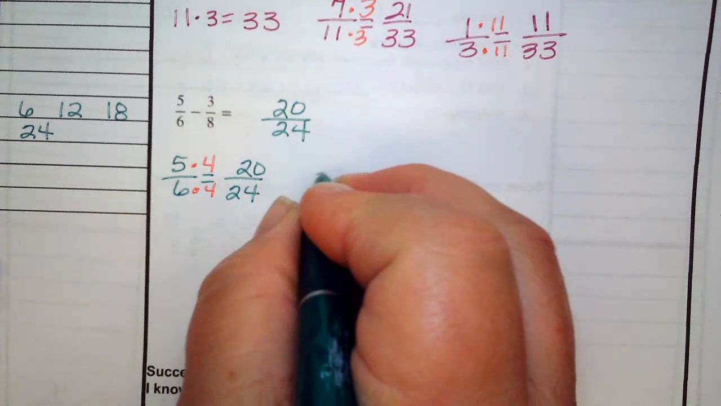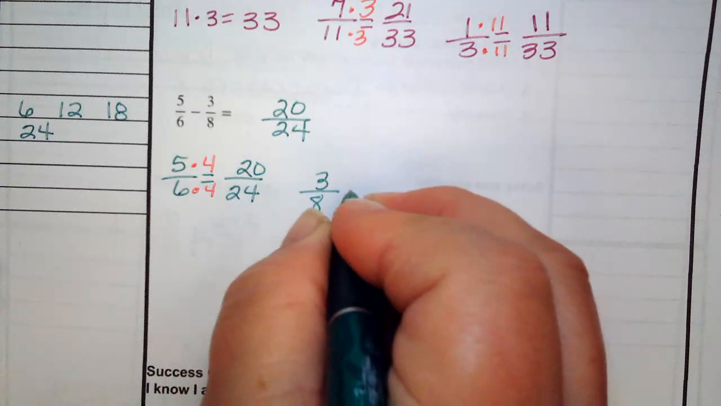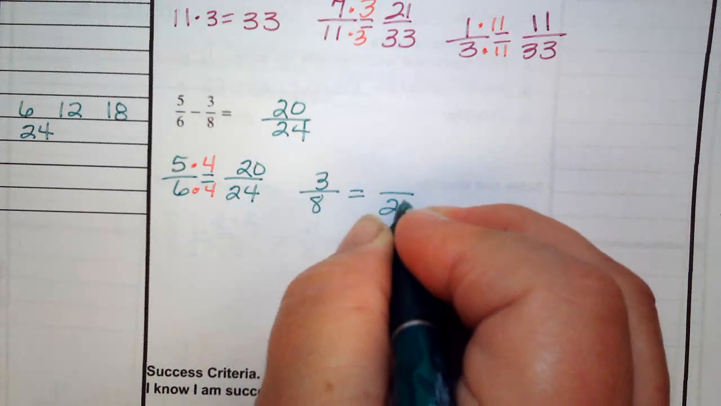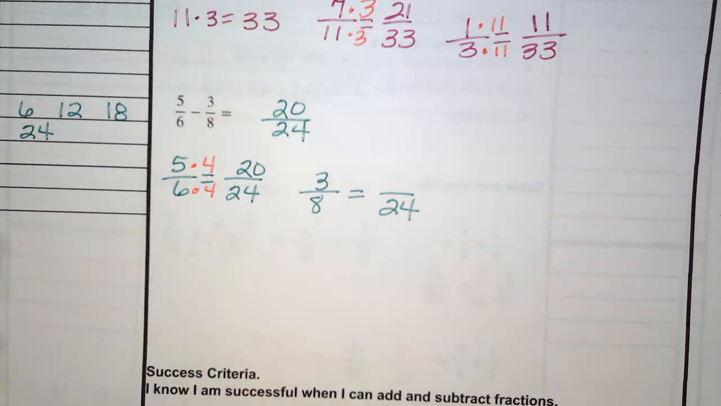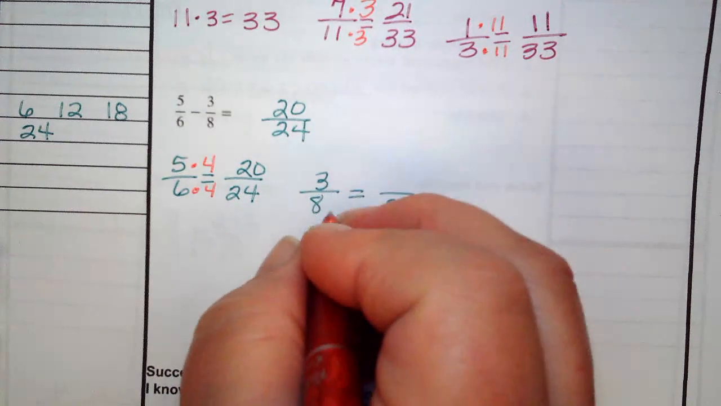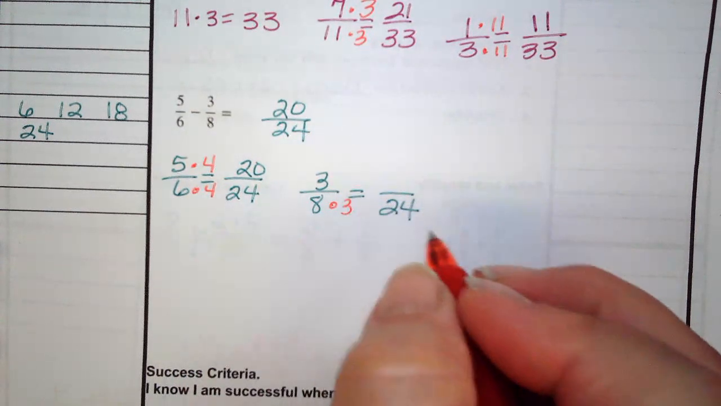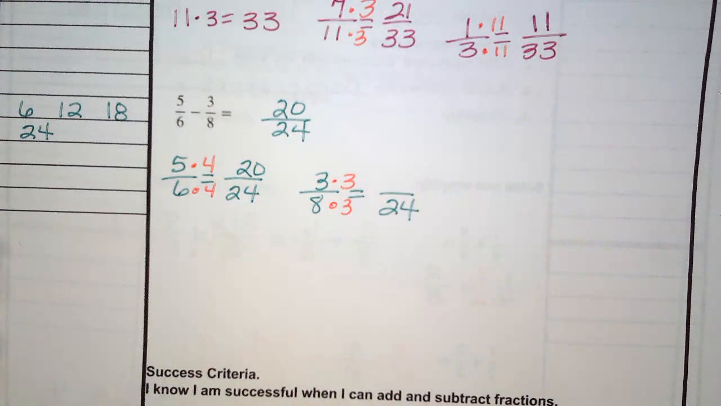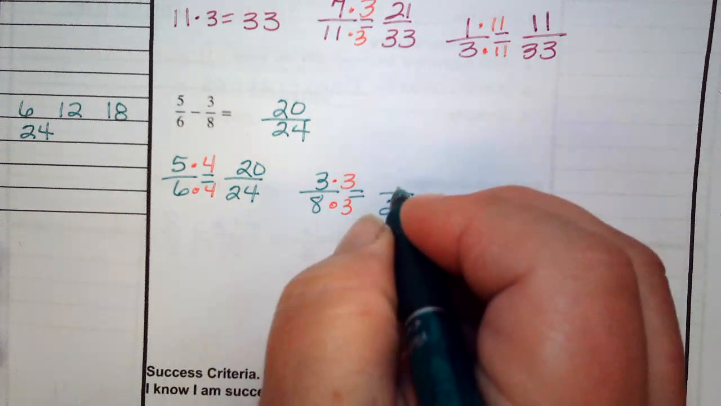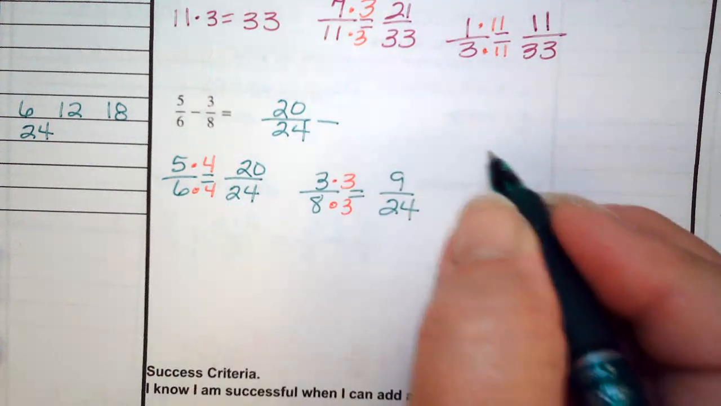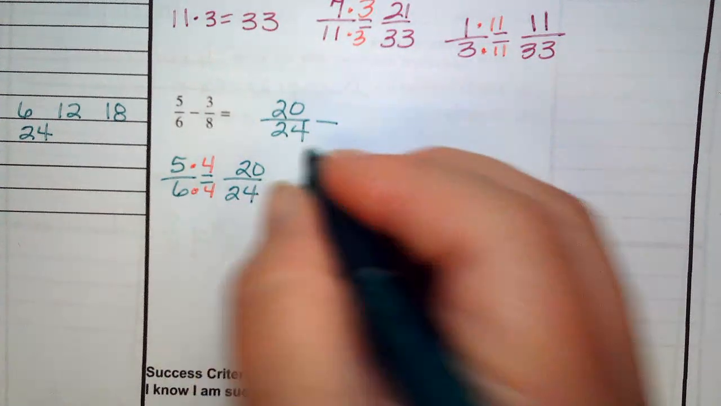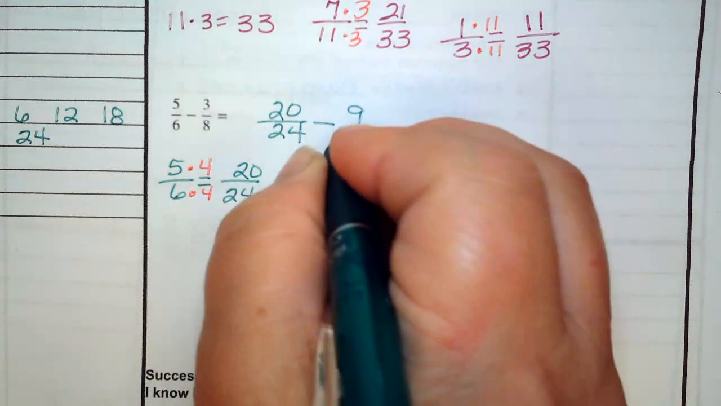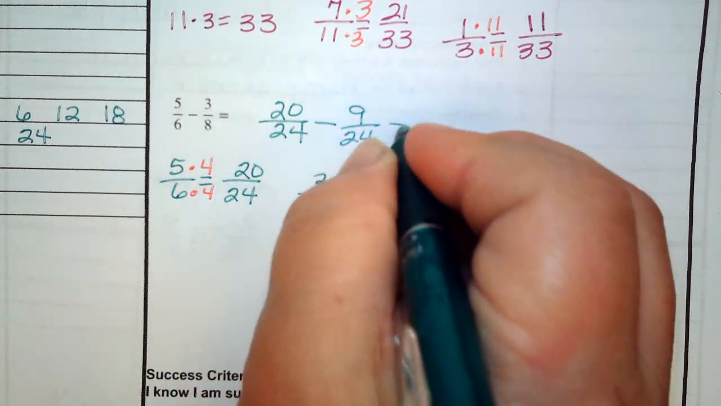Same thing again. 3 over 8 equals what over 24? 8 times 3 is equal to 24. 3 times 3 is equal to 9. So it's 20 over 24 minus 9 over 24.